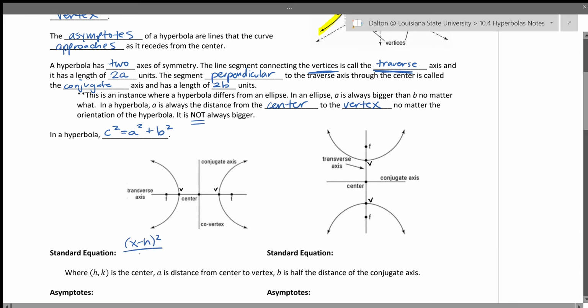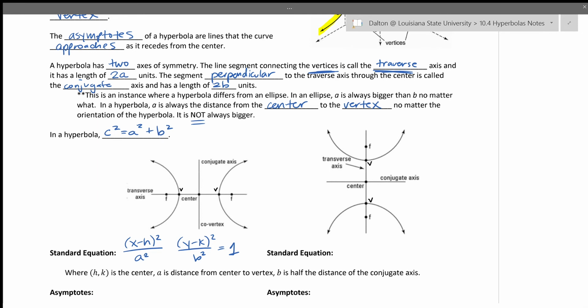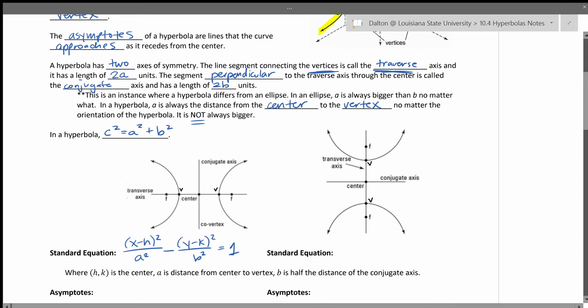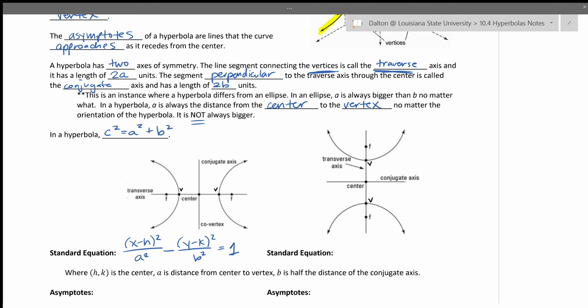(x minus h) squared over a squared, minus (y minus k) squared over b squared equals 1. The only difference between a hyperbola and an ellipse in terms of the equation is that there's a minus sign in between the fractions instead of a plus sign. Okay, that is the only difference. It basically is just saying that either your x squared term or your y squared term is negative. And that's actually how you get the other one.